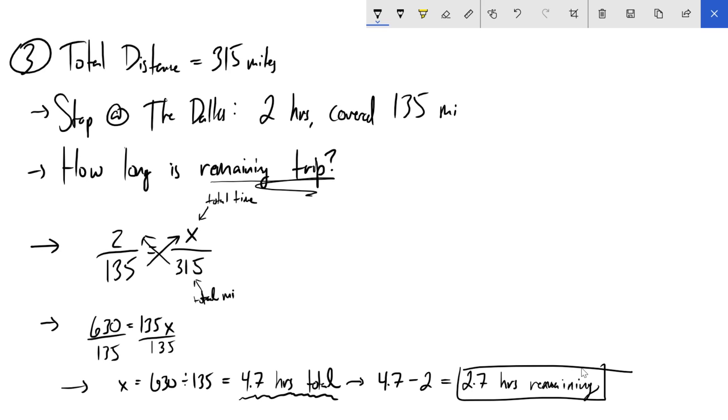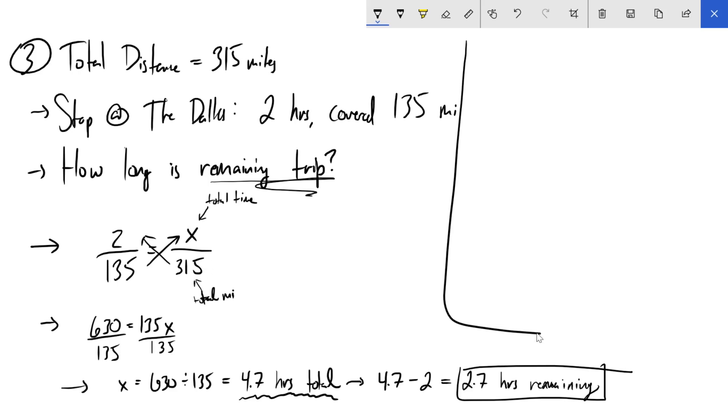Did anybody do it a different way? Is it possible to do it a different way? It is. What's another way you could do it? So we solved for the total time. So we used 315 miles, and the reason we use 315 miles is because that's the total distance. But what could we have used there instead? If we know how far we've gone, what could we figure out?